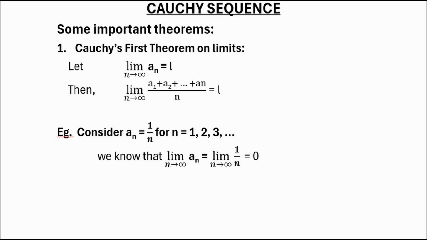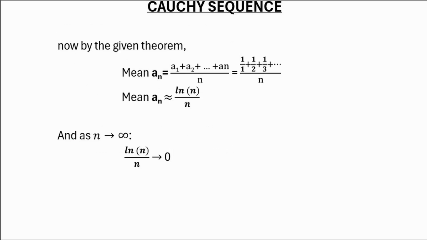Consider a_n equals 1 by n for all n equals 1, 2, 3, etc. Then as we know, the limit of a_n as n tends to infinity is 0. Now, by the theorem, the mean of a_n approximates to around log with base e of n upon n, which then tends to 0 as n tends to infinity.